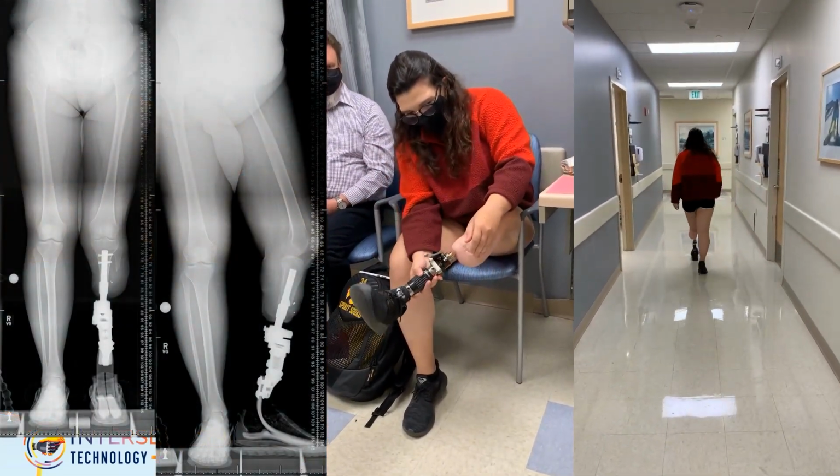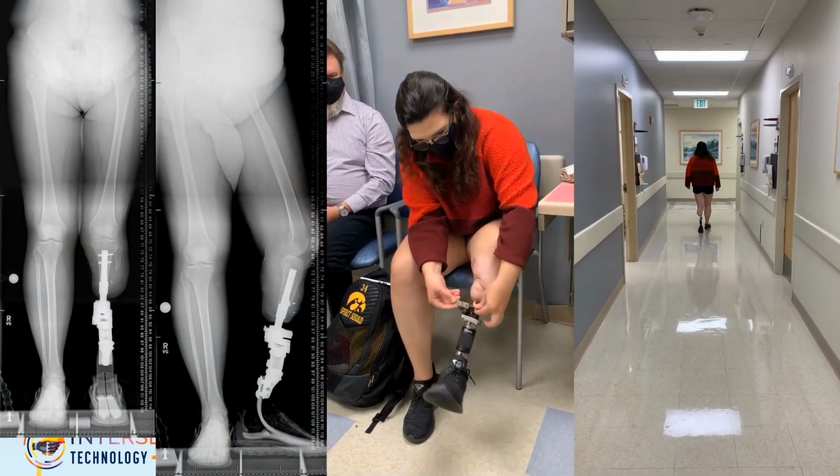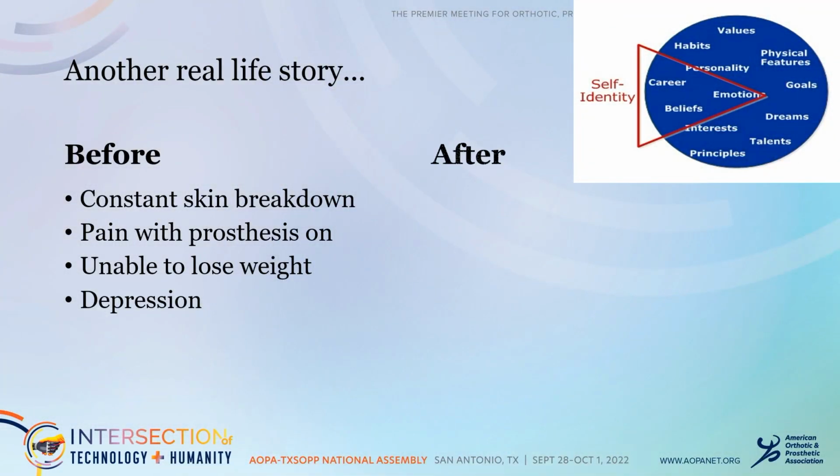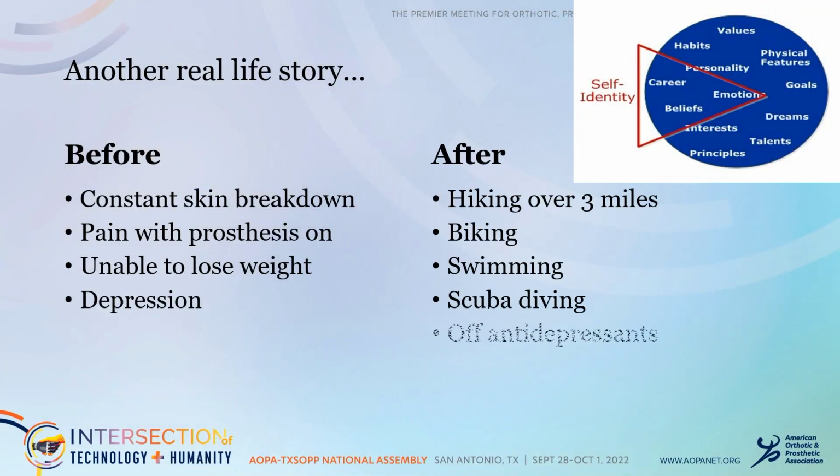So she's now able to clip on and clip off. Her gait is fantastic, and she's able to do all the things that are listed here: hiking over 3 miles, swimming, scuba diving, and she's off antidepressants, which is pretty huge.